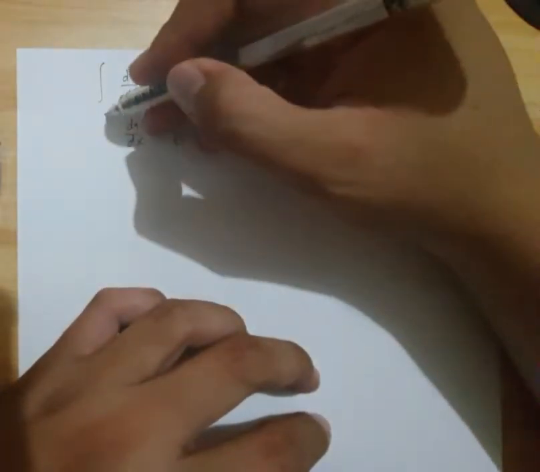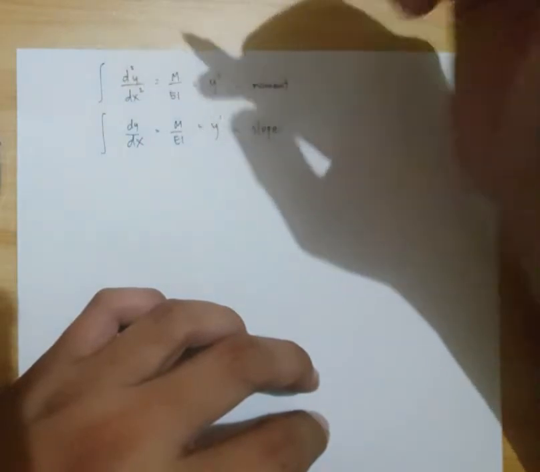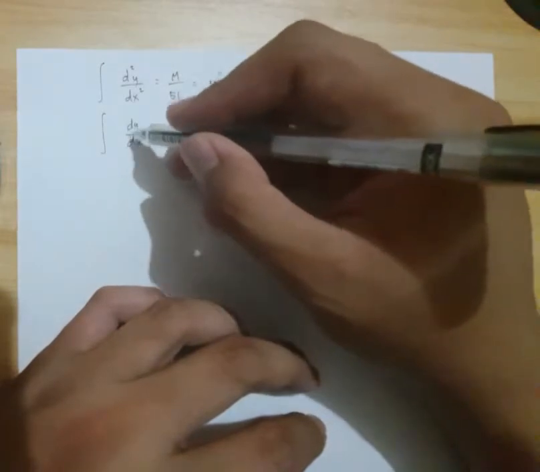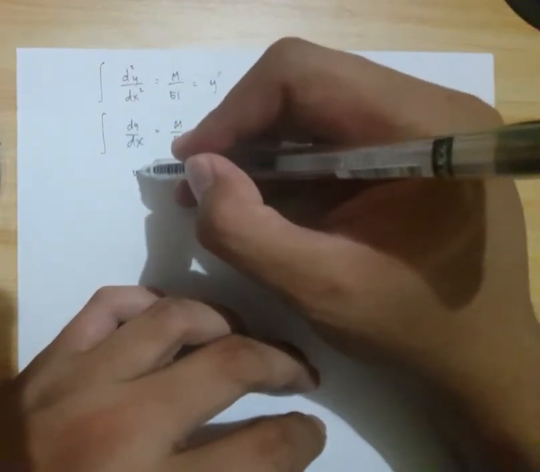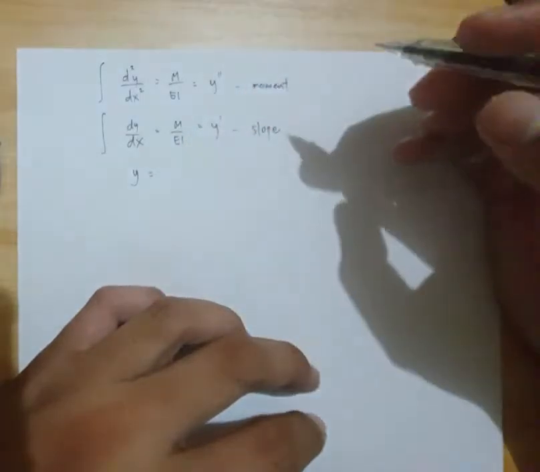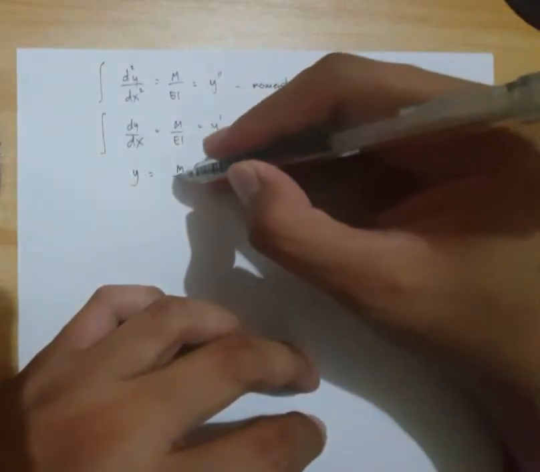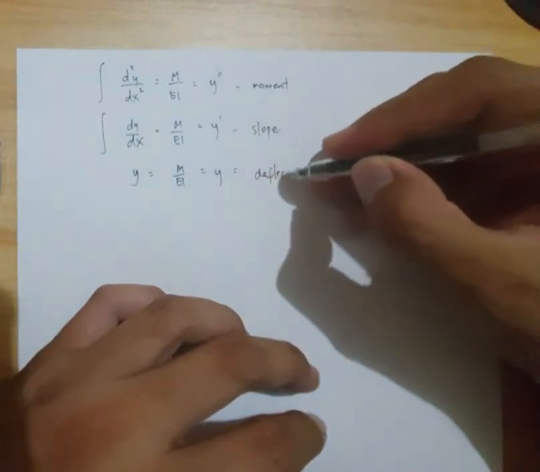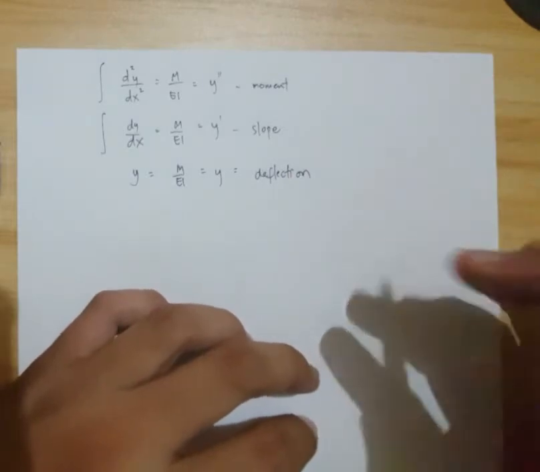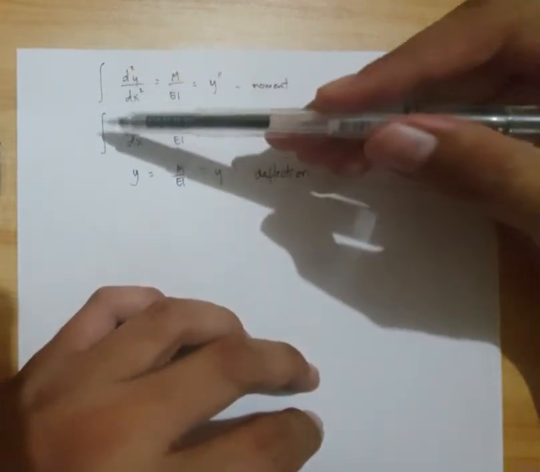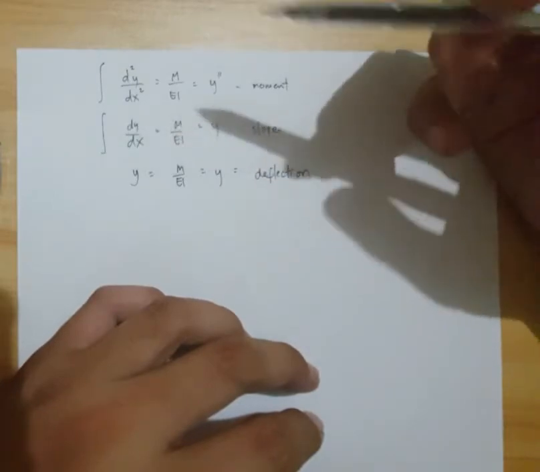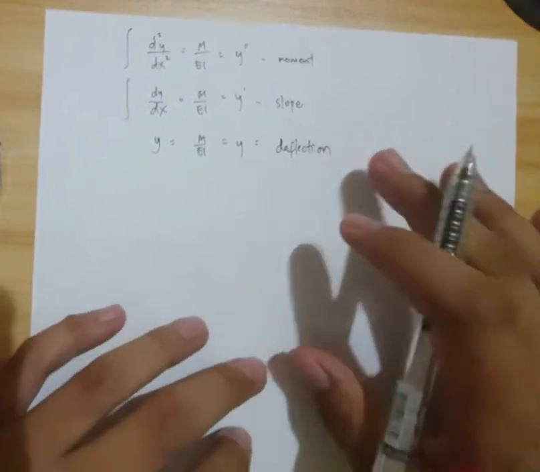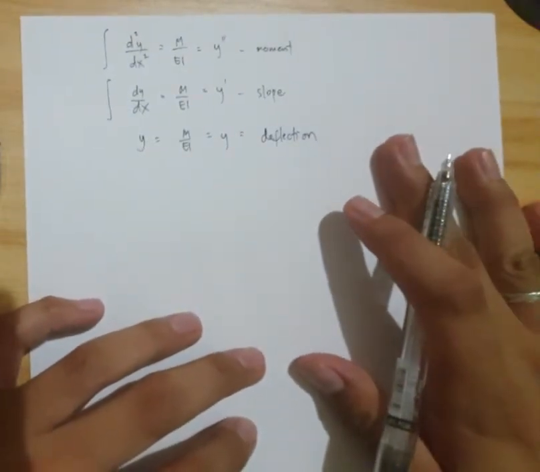Okay, so if we integrate it again, which is why it is called double integration, eventually the derivatives will be gone. So y of the M over EI is the deflection. So in double integrating, you arrive at the equation of the deflection. So that is the concept of double integration.